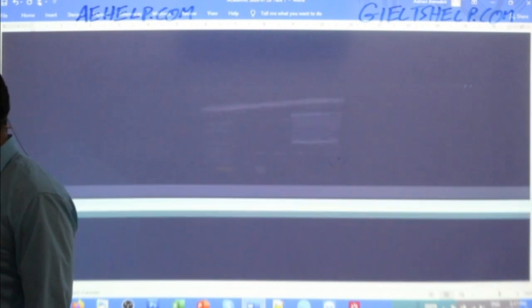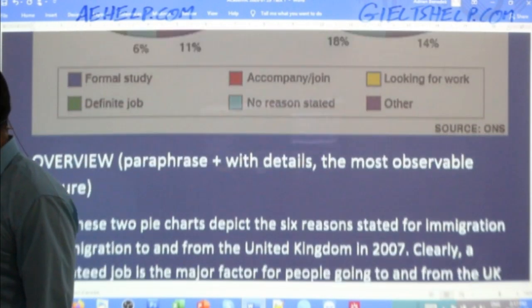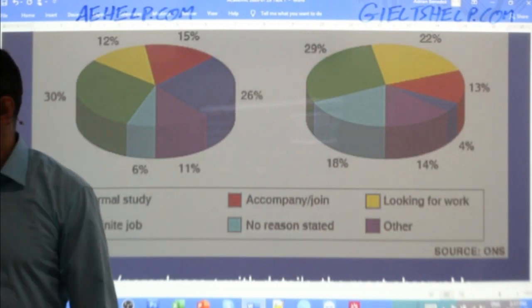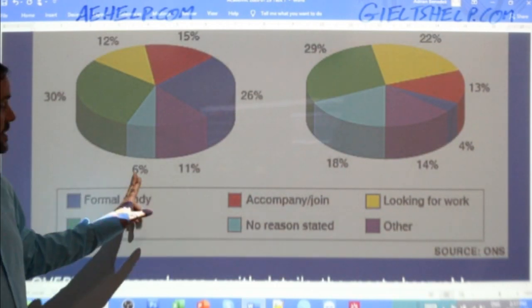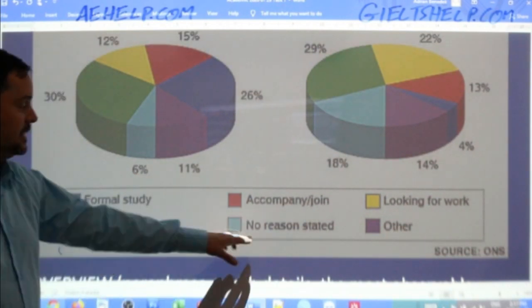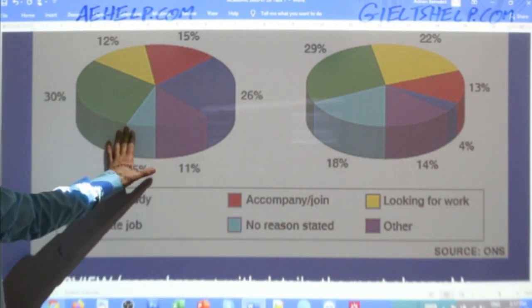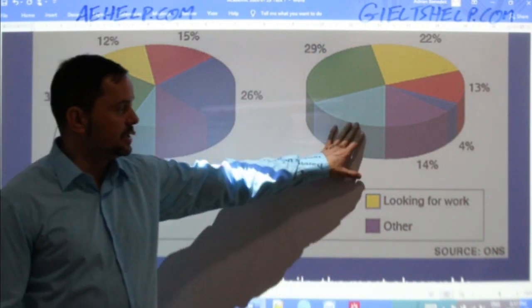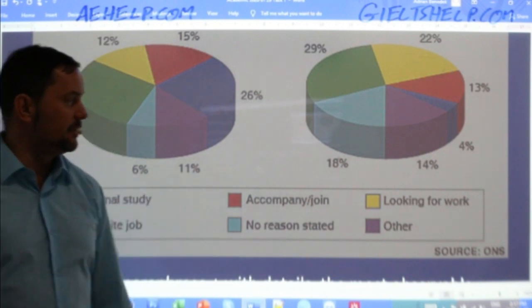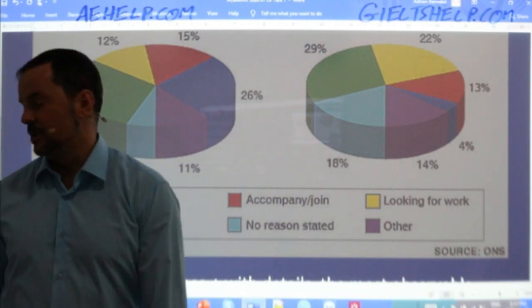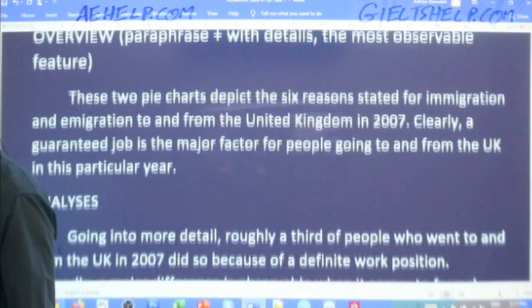Moving along. So that was my fourth, right? Now I'm on to my fifth, which is the 6% of people that didn't give a reason for why they're going to the UK versus 18% of people who didn't give a reason for going away from the UK. So I'm going to keep going there.